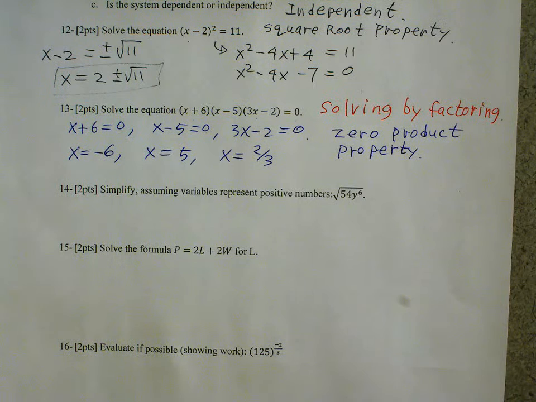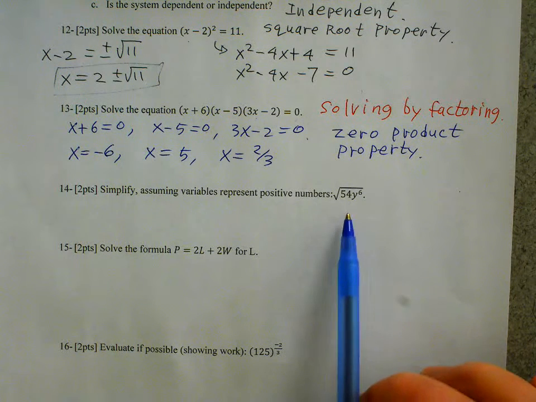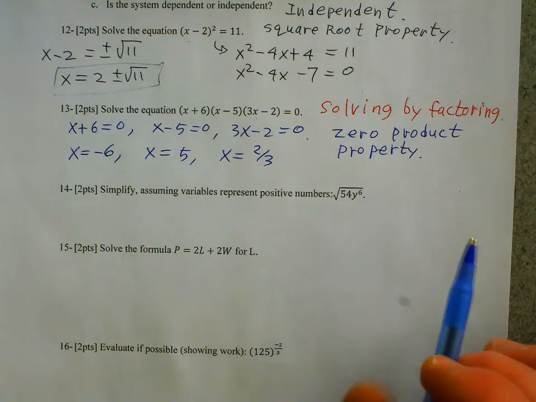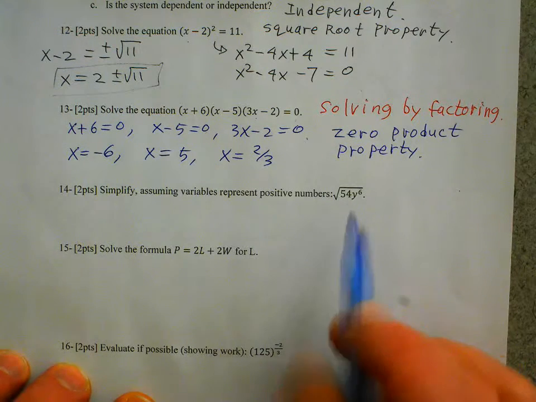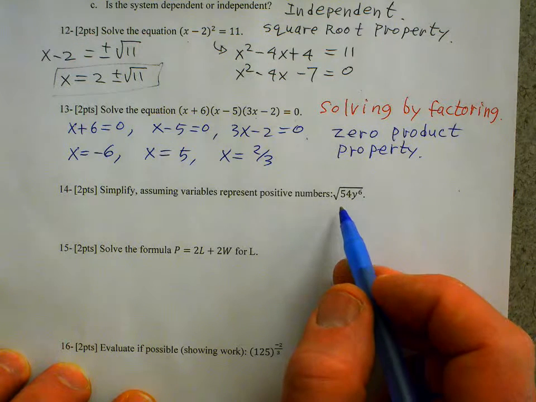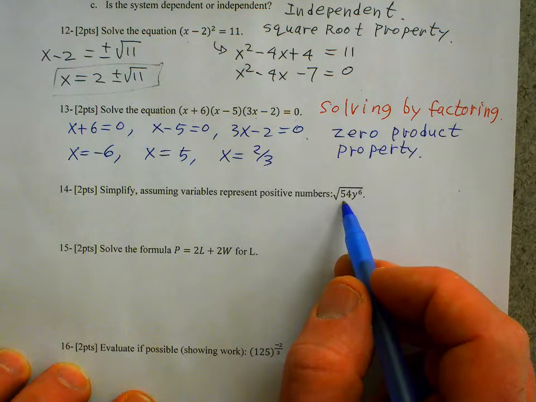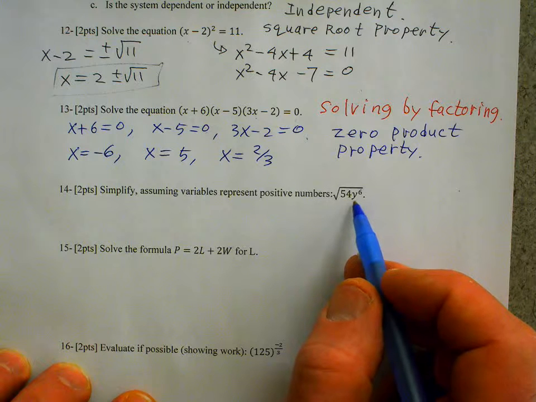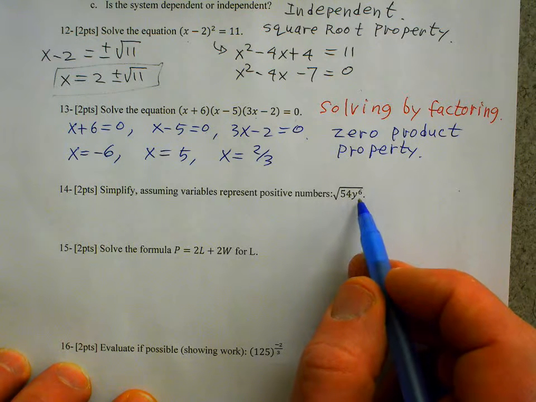They simplify the square root of 54y to the 6th. Since it's a square root, we want to find the largest factor of 54 that's a perfect square. 9 is a perfect square. 9 times 6 is 54. Y to the 6th is a perfect square because the exponent 6 is even.